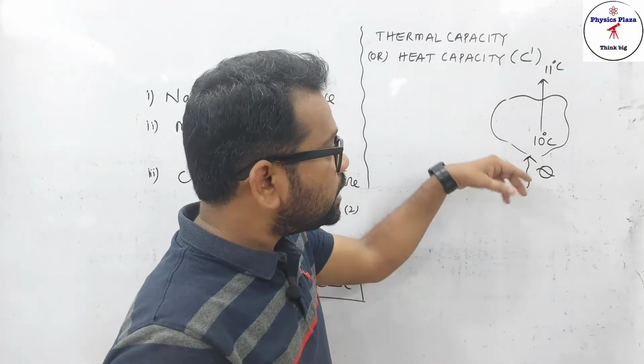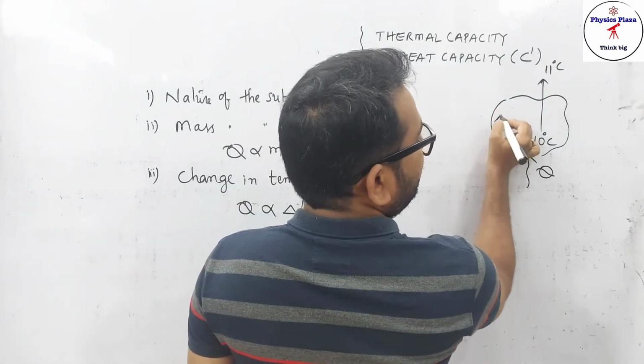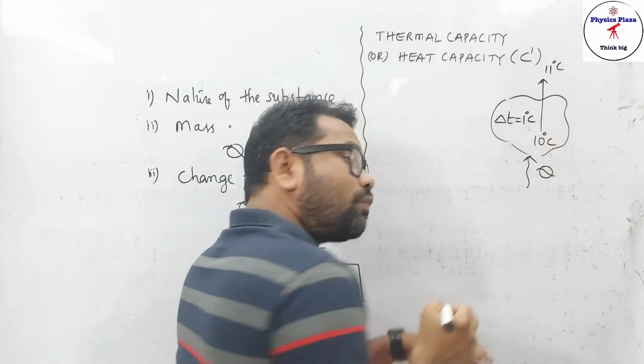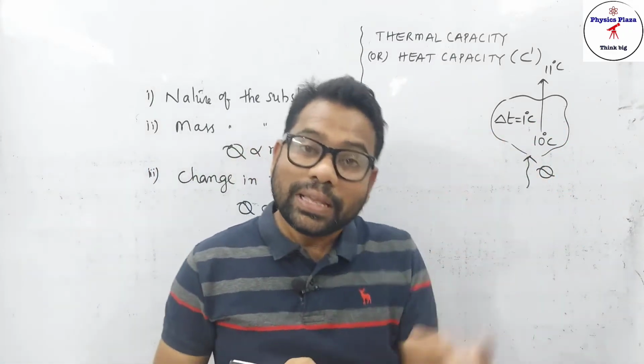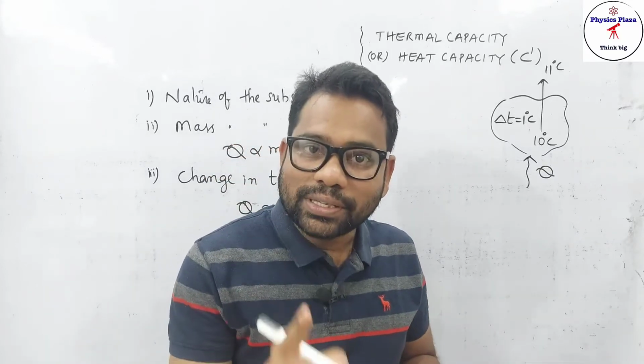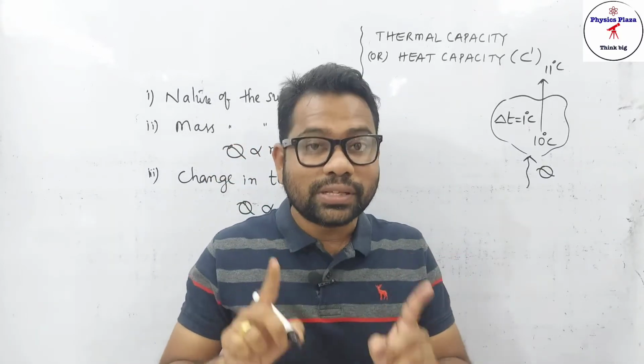For what? To raise the temperature by 1 degree Celsius. Am I right, children? 1 degree Celsius or 1 Kelvin. Why 1 degree Celsius or 1 Kelvin? Because it is a change in temperature. Change in temperature is the same in the Celsius scale as well as in the Kelvin scale.